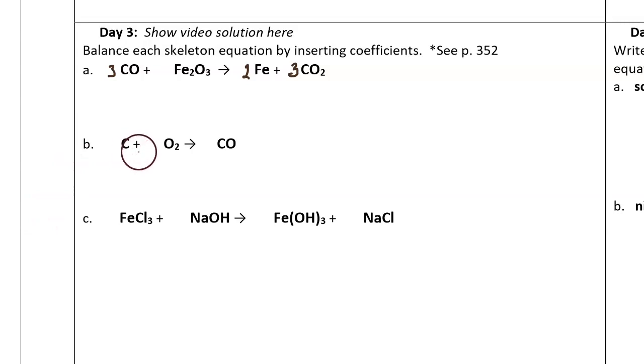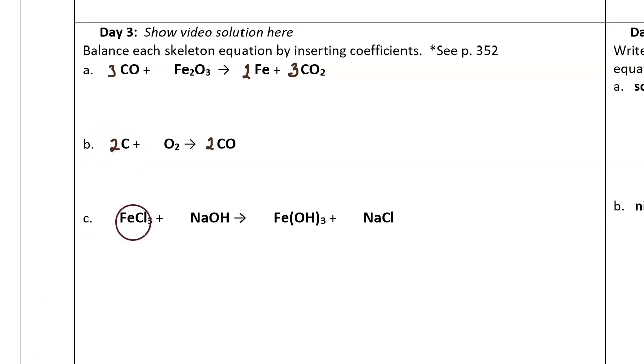Question B, carbon plus oxygen makes carbon monoxide. Right now there's 1 carbon on the left and 2 oxygens on the left, but on the right side 1 carbon and 1 oxygen. If I put a 2 here, that gives me 2 oxygens, but also 2 carbons, which I can correct by putting a 2 here.